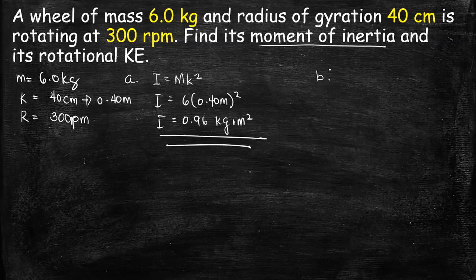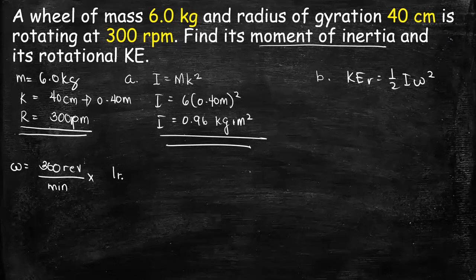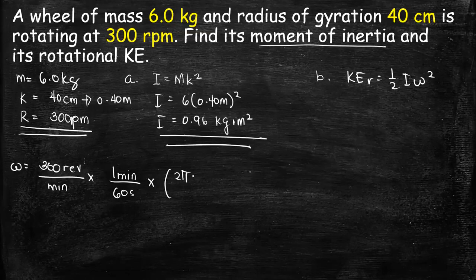Okay, our second unknown is the rotational kinetic energy. So, gagamitin natin equation dyan is yung na-derive natin kanina, KER is equals to 1 half I omega squared. But since wala po tayong angular velocity na in terms of radians per second, so we have to convert this one to radians per second. So how do we do that? So omega or angular velocity is equals to, since 300 ito, revolution per minute. Okay? So 1 minute is equals to 60 seconds, and then 2 pi rad over 1 revolution.